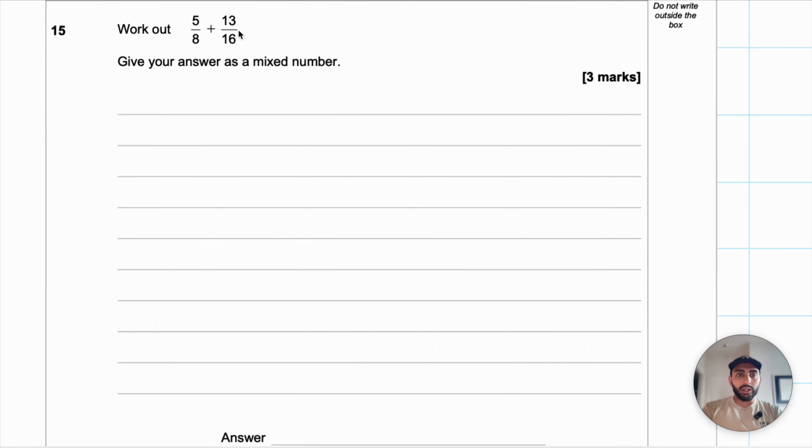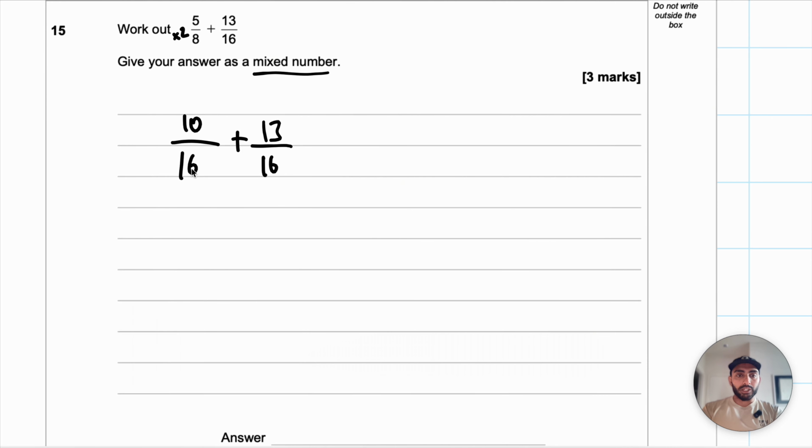Question 15. Work out 5 over 8 plus 13 over 16. Give your answer as a mixed number. Let's first convert this one so that it has a common denominator with the other one, and I can see the lowest common multiple of 8 and 16 would just be 16, so that's quite nice. I can multiply that one by 2 on the top and the bottom to get that to a 16. 5 times 2 is 10. I'm adding 13 over 16. So I've got common denominators.